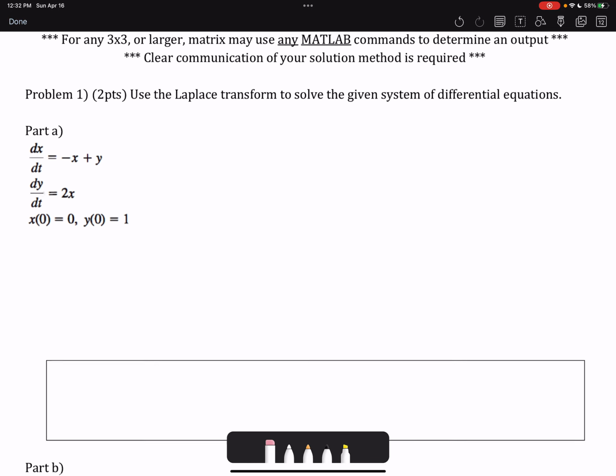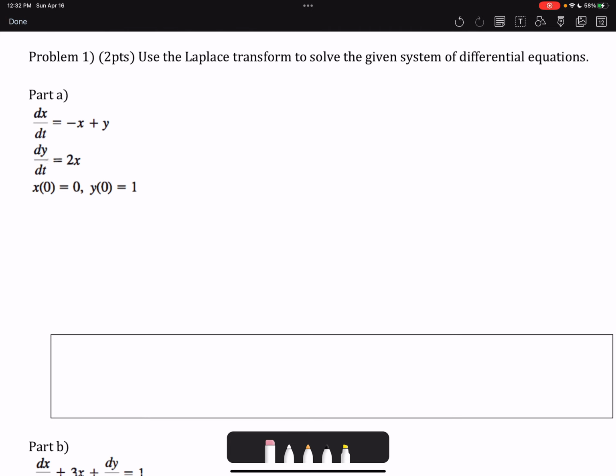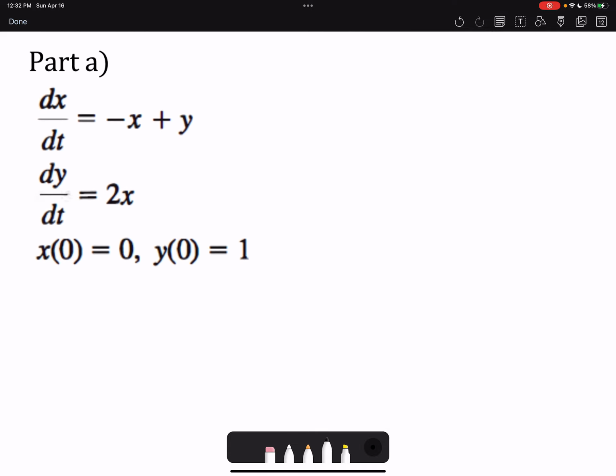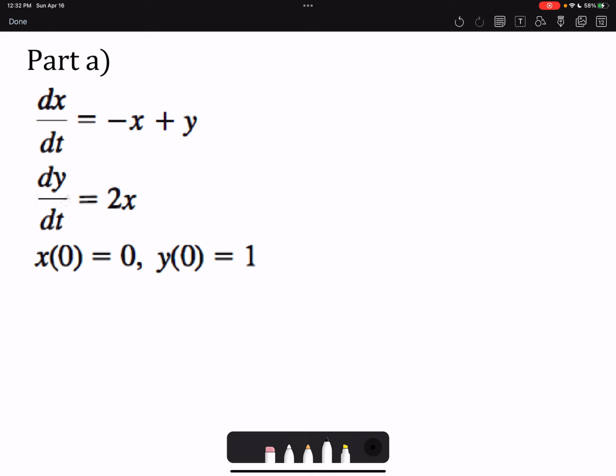We're going to start with problem 1. Use the Laplace transform to solve the given system of differential equations. So the first thing I like to do, let's make this very big and readable, is rewrite this in a more compact way. That is, x dot is equal to negative x plus y, and y dot is equal to 2 times x. Okay, and this was meant for both, so we'll just say like this.